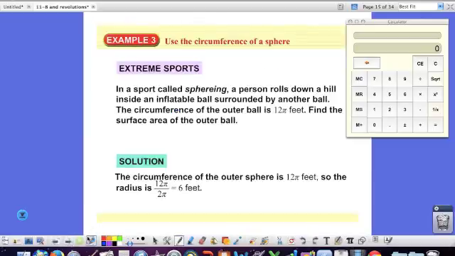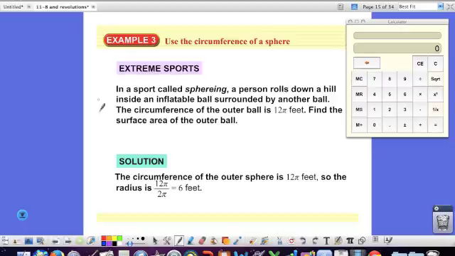So now we're going to use the circumference of a sphere. In a sport called sphering, hey, I don't make this stuff up, it's right there in the book, a person rolls down a hill inside an inflatable ball surrounded by another ball. I think I'm nauseous. The circumference of the outer ball is 12 feet. Imagining rolling down a hill inside a ball inside another ball, that would be fun. Okay, find the surface area of the outer ball.